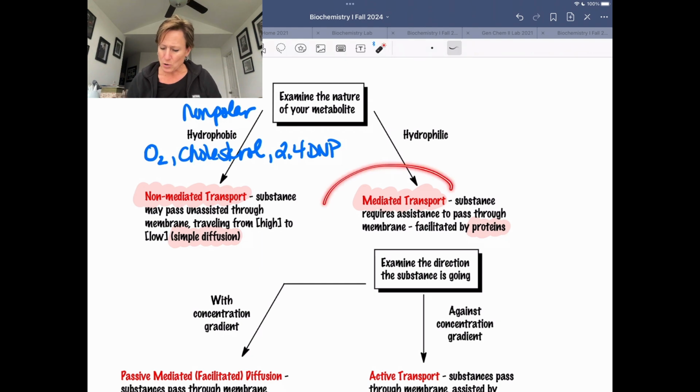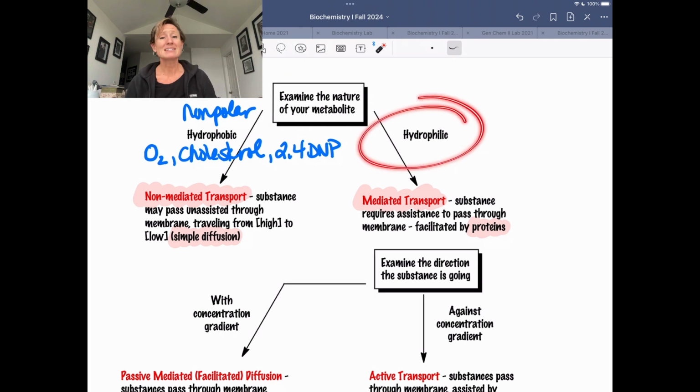So mediated transport represents the class of everything that we talked about, from passive mediated to primary and secondary active transport. So anytime we need some help moving our metabolite because it is something that is not nonpolar, it's hydrophilic, we need to have a protein mediator for that, okay?